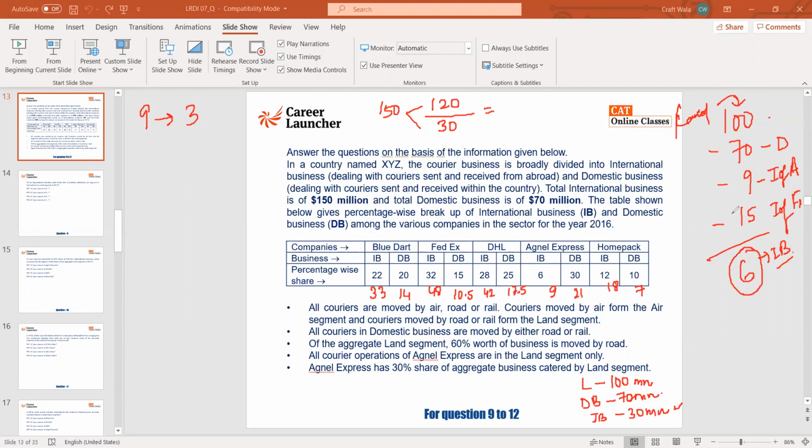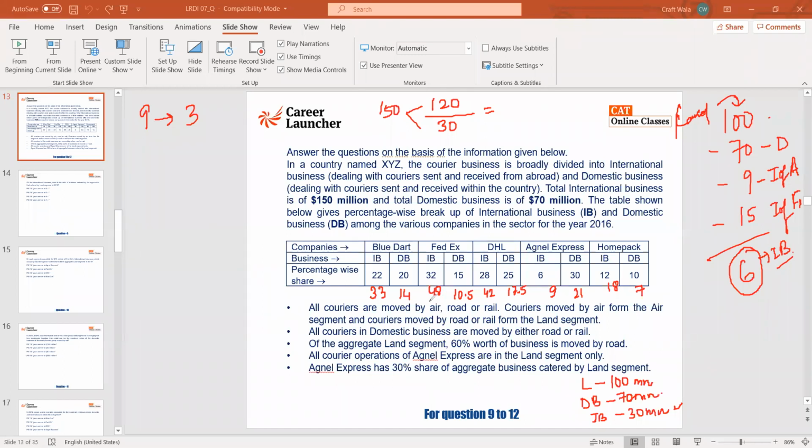Next, 9. This is Agnel's international, which is also through land only, because all of Agnel's operations are done by land. That means this 9 will also go in this land segment. So domestic all I have taken. Now the balance 30 is in international. In that 30 international, 9 will go to Agnel, and the question says 15 to FedEx, right, by land segment.